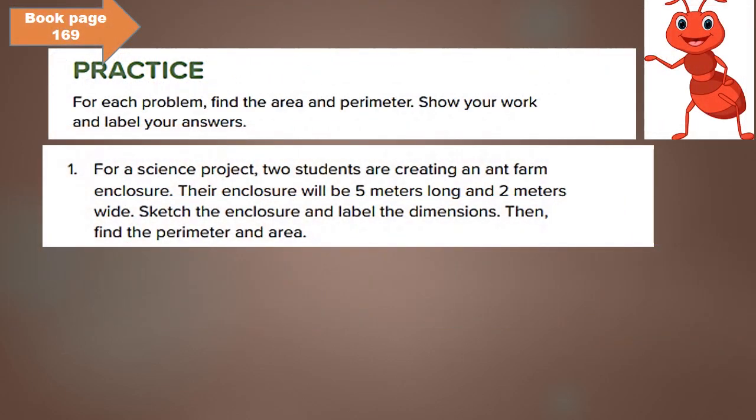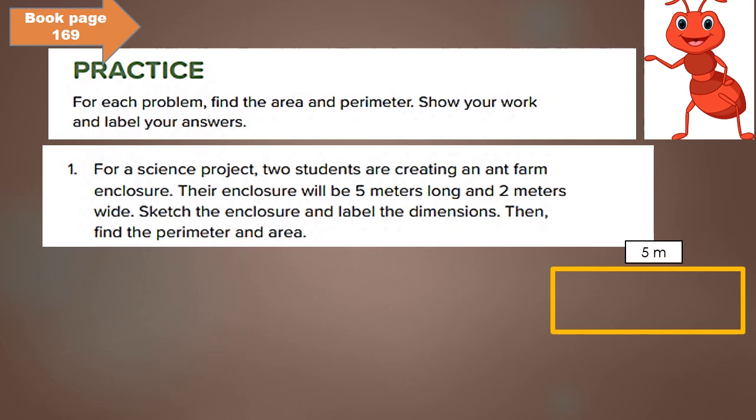Let's start with the practice part. Number 1, for a science project, 2 students are creating an ant farm enclosure. Their enclosure will be 5 meters long and 2 meters wide. Sketch the enclosure and label the dimensions, then find the perimeter and area. Okay, here we sketch the enclosure in the shape of a rectangle. 5 meters long means length equals 5 meters, and 2 meters wide means width equals 2 meters.